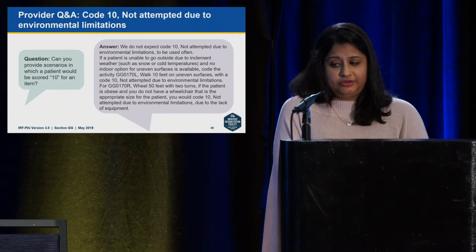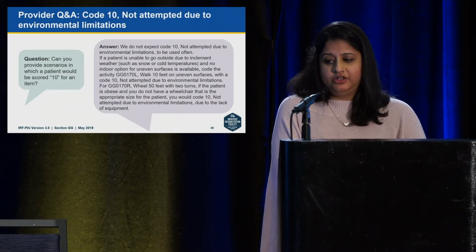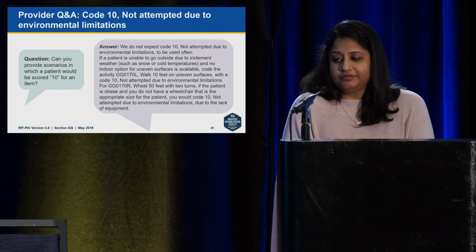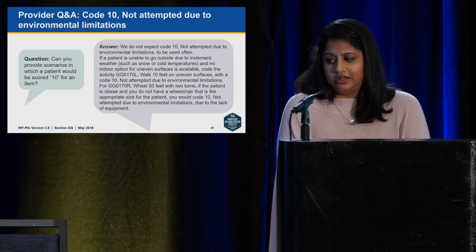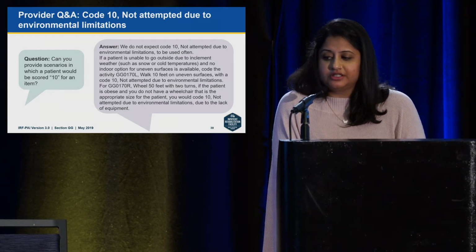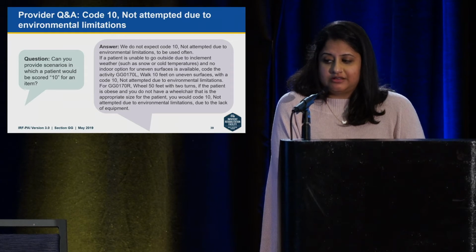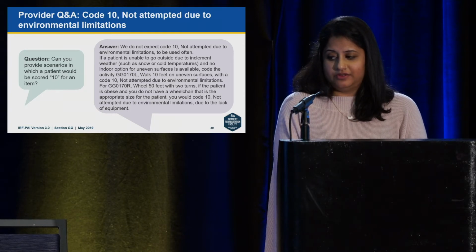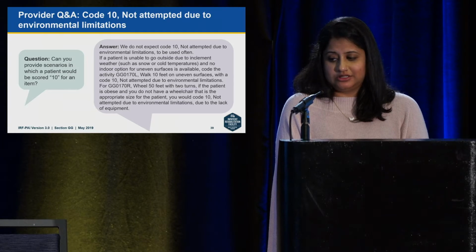So here's a provider Q&A that we've received: can you provide scenarios in which a patient would be scored 10 for an item? And our answer is we do not expect code 10, not attempted due to environmental limitations, to be used often. If a patient is unable to go outside due to inclement weather, such as snow or cold temperatures, and no indoor option for uneven surfaces is available, code the activity GG0170L, walk 10 feet on uneven surfaces, with a code 10, not attempted due to environmental limitations.